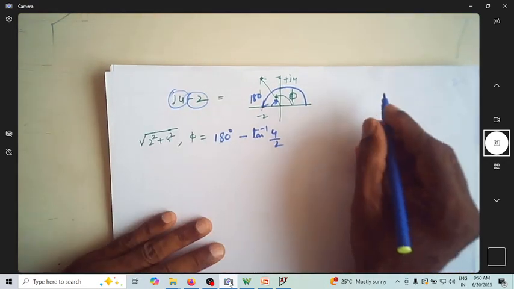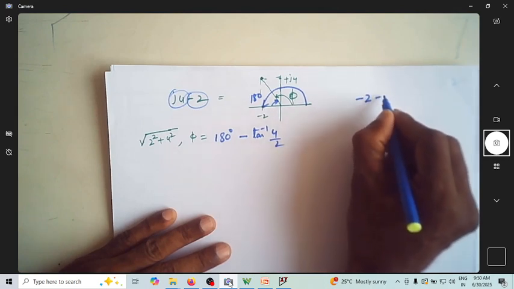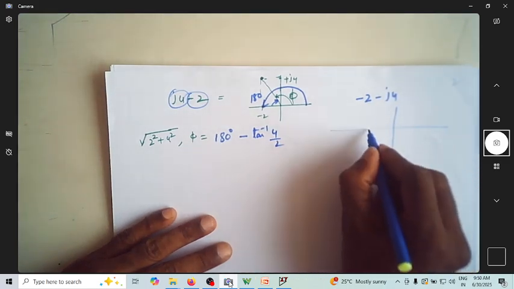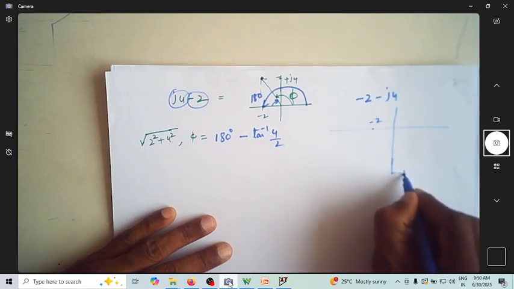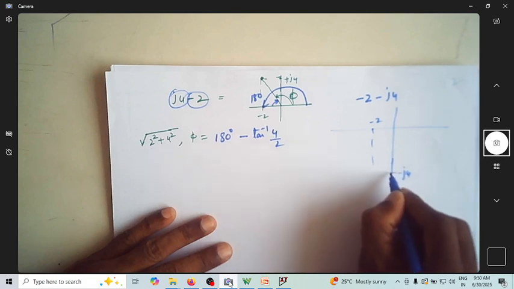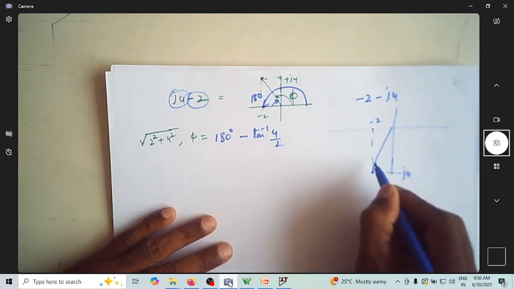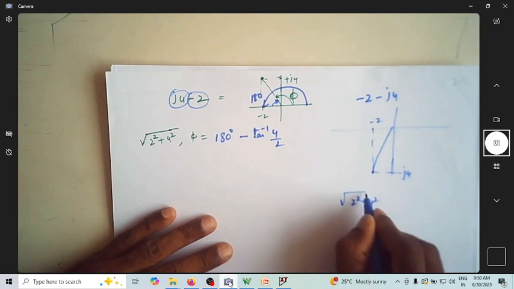And of course you can also think of both being negative. So it's like minus 2 minus j4. Where does minus 2 minus j4 come? This is minus 2, this is minus j4. Their intersection will happen here. So this is a point. If you want to know the magnitude, it is the square root of 2 square plus 4 square.